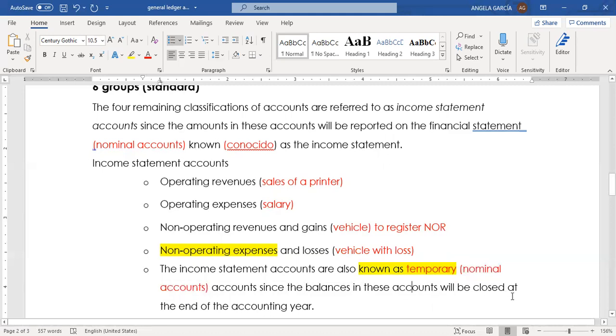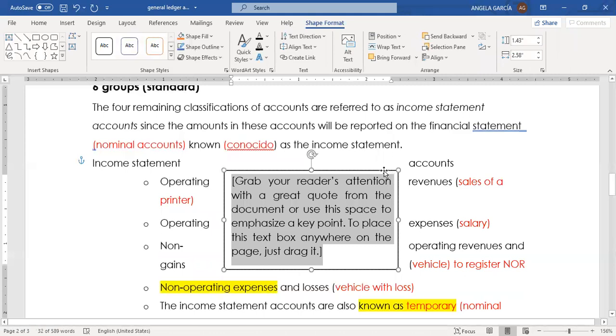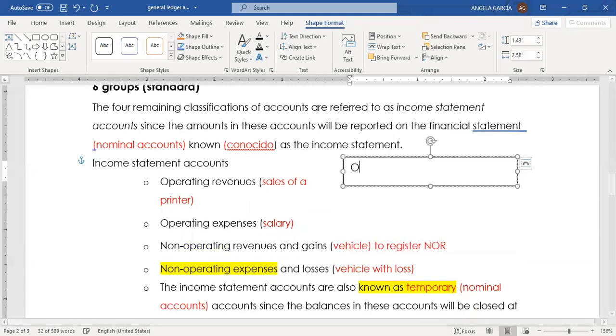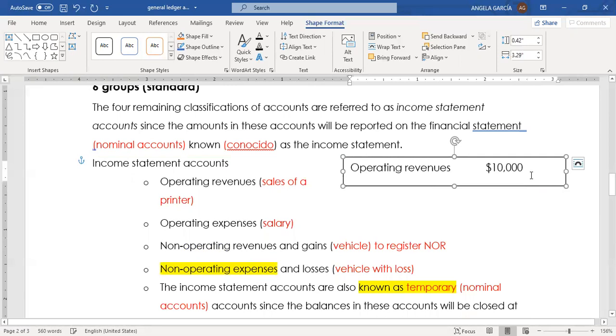So it will be closed at the end of the accounting year. So let's make an example of this. Let's say that you have operating revenues for the amount of 10,000 pesos. This is just an example.